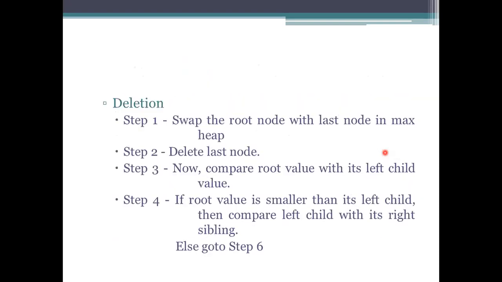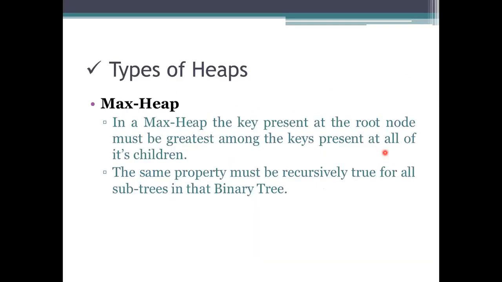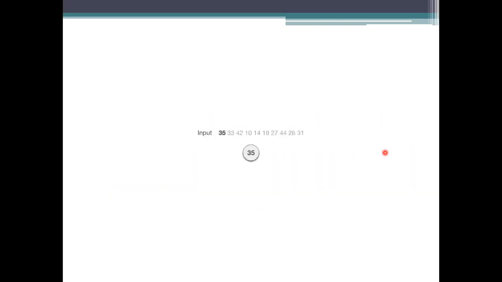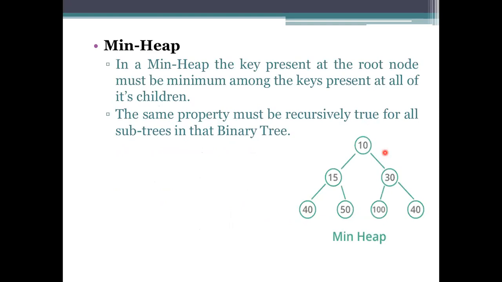So, we are having insertion and deletion. Types of heaps means we are having two types, max heap and min heap. Max heap means here we take the root node as the maximum value, and the min heap means we take the root node as the minimum value for processing. Okay, and in such a way we will insert and delete by satisfying the property of that max heap here. Okay.